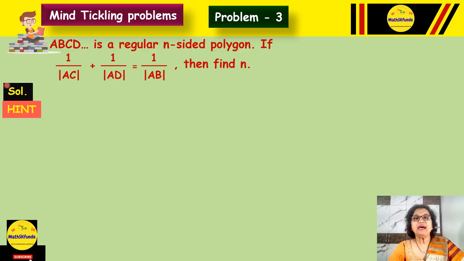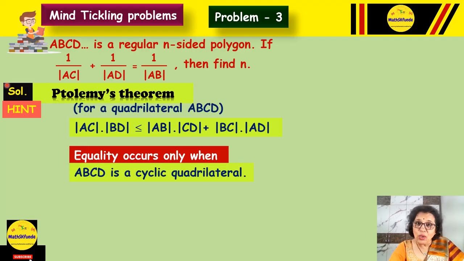You're still welcome. And the hint is that there is something called Ptolemy's theorem. I'm not sure how many of you know Ptolemy's theorem. Ptolemy's theorem is for a quadrilateral ABCD, and it says AC into BD is less than or equal to AB into CD plus BC into AD. And equality occurs only when ABCD is a cyclic quadrilateral. Now, whenever we write less than or equal to or greater than or equal to somewhere, it is our prime duty to mention when equality occurs. And that is why I have mentioned here that equality occurs only when ABCD is a cyclic quadrilateral.